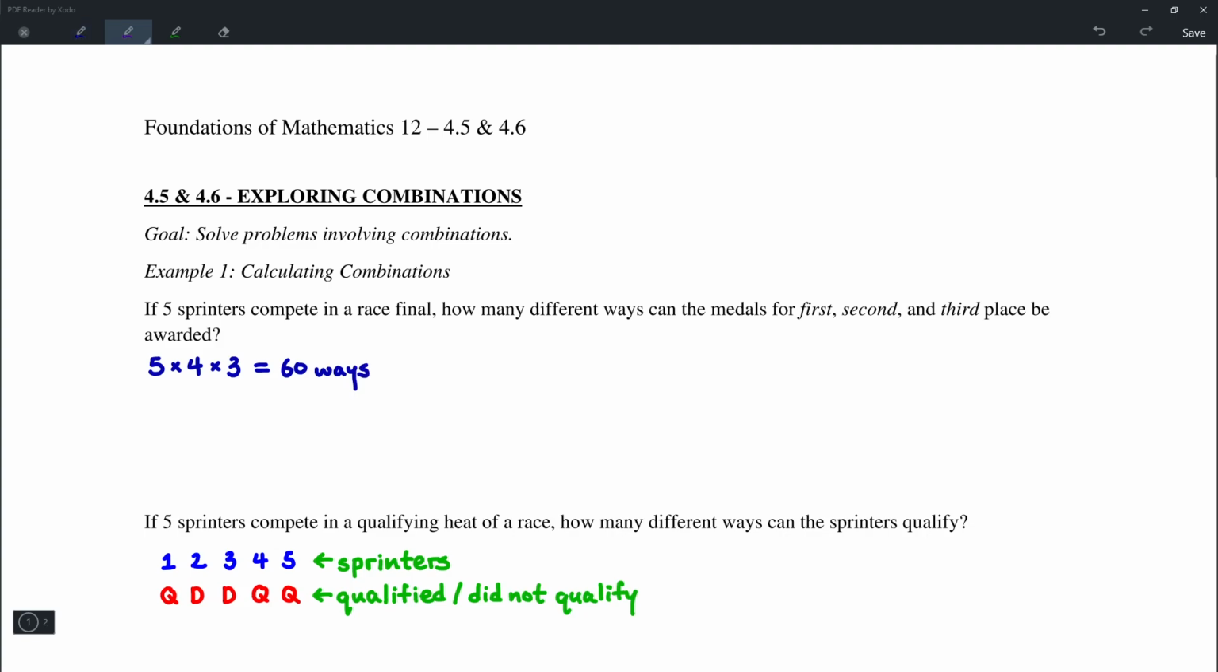Now, from the previous sections, we also know that this is simply nPr, where n is equal to 5 and r is equal to 3. So we have 5 factorial divided by 5 minus 3 factorial, or just 5 factorial divided by 2 factorial, which also gives 60 ways.